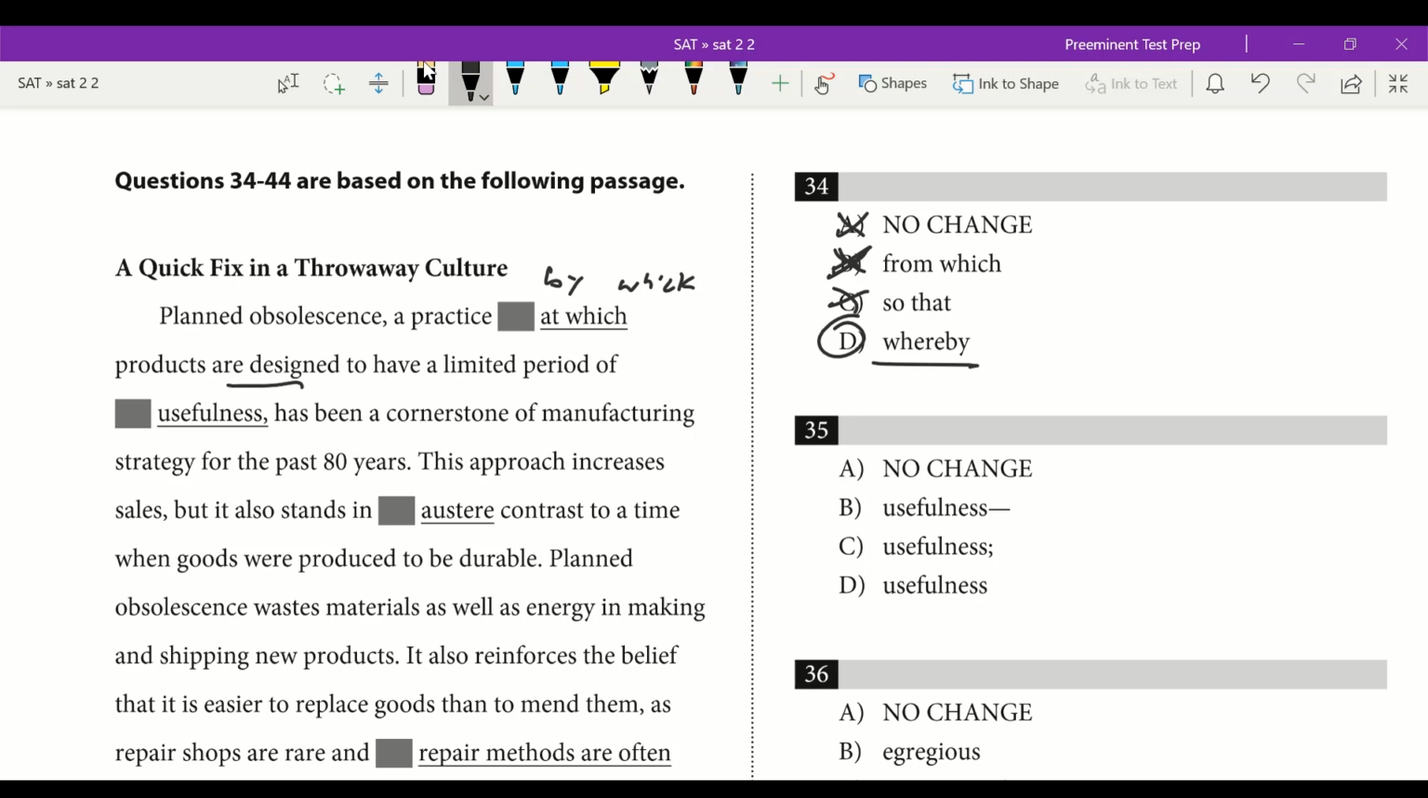It's not so, the practice isn't so that products are designed. The practice is whereby the products are designed, right? So our answer is going to be D. Have a limited period of usefulness. And now we see we have usefulness in all our answer choices.